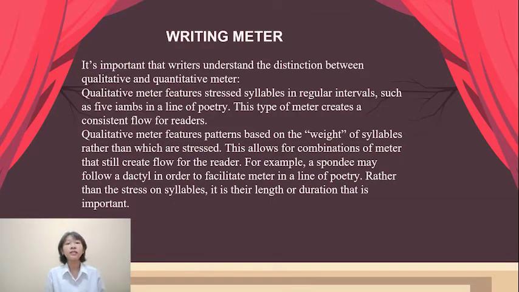And then quantitative meter features patterns based on the weight of syllables rather than which are stressed. This allows for combinations of meter that still create flow for the reader. For example, a spondee may follow a dactyl in order to facilitate meter in a line of poetry. Rather than the stress on syllables, it is their length or duration that is important.